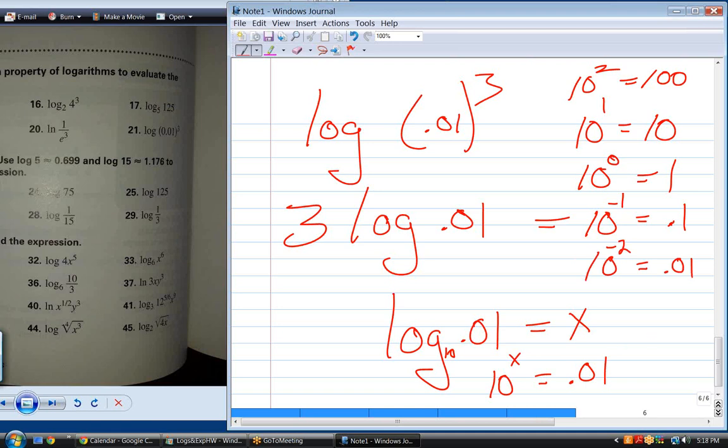So if I'm looking to solve that right there, to figure out what x has to be, it has to be minus 2. And then the final answer would be -6. Right. In other words, I'm just going to replace that. We just proved that that was minus 2. 3 times minus 2 is -6. Okay.